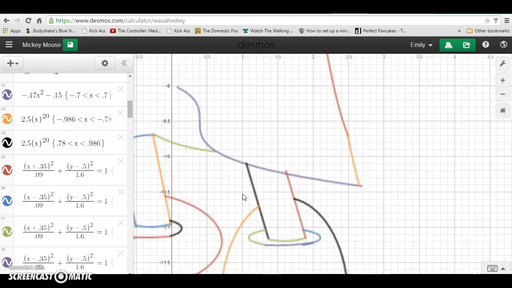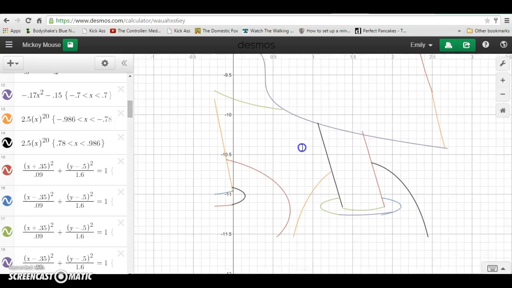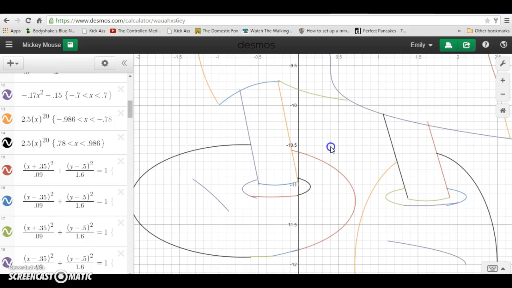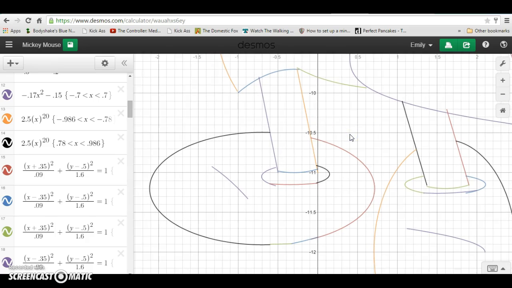So one function that I used created the top of Mickey's shoe. I started with the circular function x squared plus y squared equals 1, so that the radius would be 1. Then I decreased the domain by dividing the x squared by 0.2. Then I wanted the range to be even smaller, so I would get that oval shape. So I divided the y squared by 0.02.